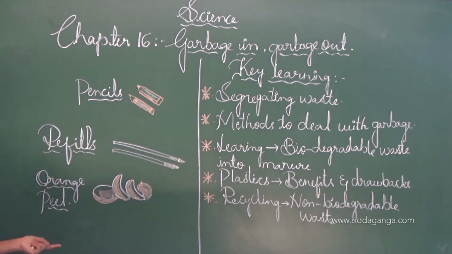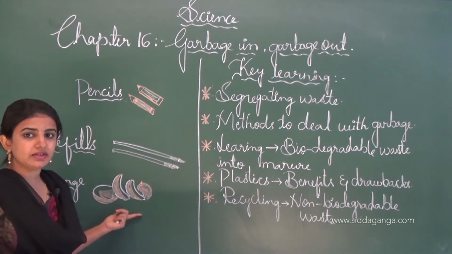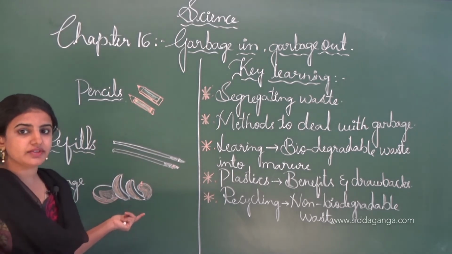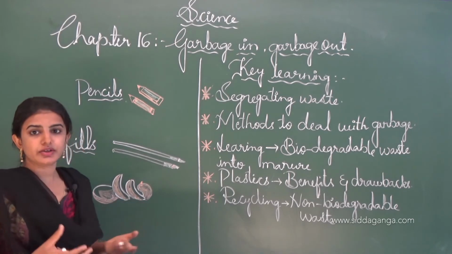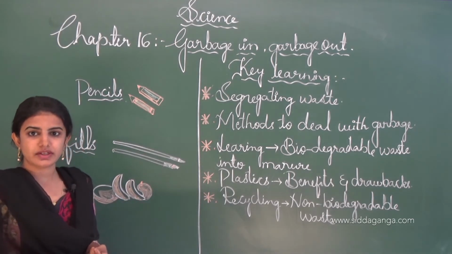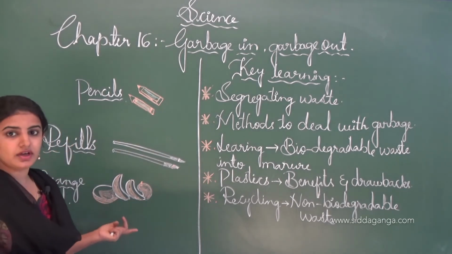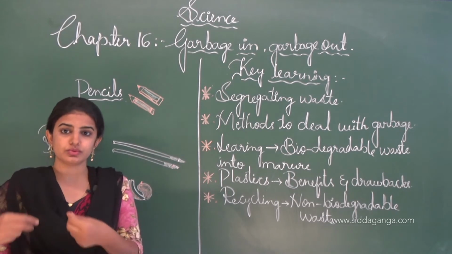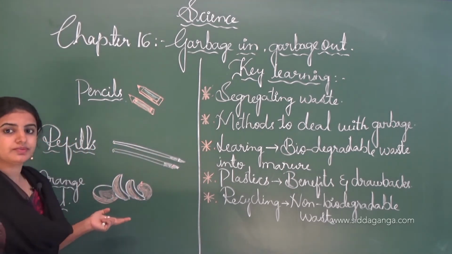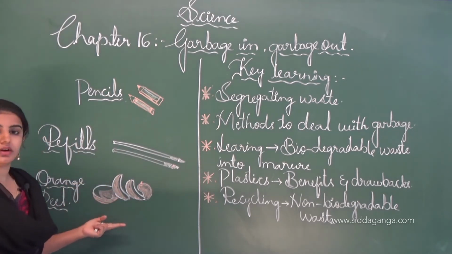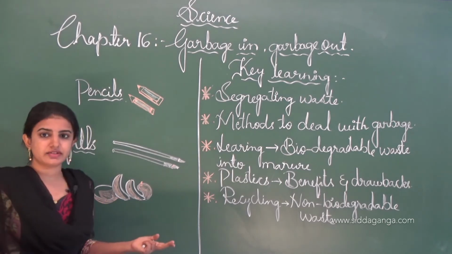In the same way, when you eat an orange, what do you do with the peel? Peel is nothing but the outer covering of the orange. You put this peel in the dustbin or throw it away, because it is of no use to us. These examples help us to understand the concept of waste.